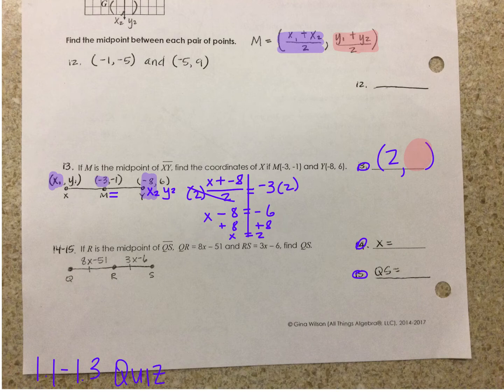All right, let's look at 14 and 15. I need you to think about these marks right here. When there are marks like that on a line, we talked about it tells me those are the same or congruent. So if I had a line and it was 4 inches long and I put a spot in the middle, I know this side would be 2 and this side would be 2 because they're the same. I put a spot in the middle. They equal each other. So that's what I get when I have this 8x minus 51.